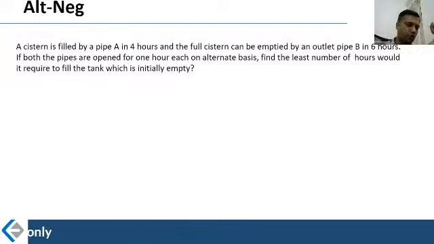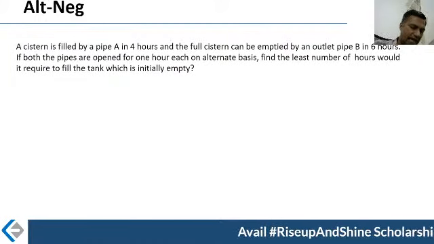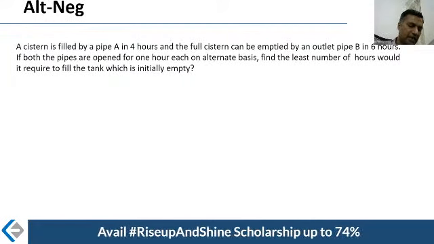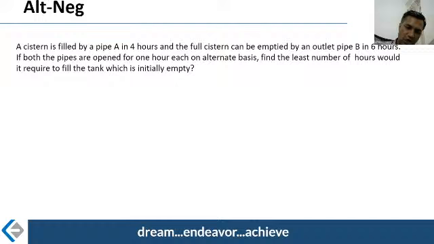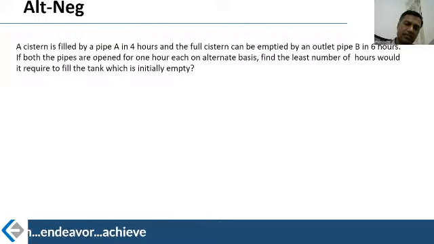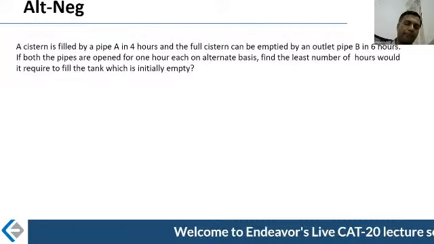Now the approach to this. A tank is filled by pipe A in 4 hours. The full tank can be emptied by another outlet pipe B in 6 hours. A is trying to fill it, B is trying to empty it. If both the pipes are open for 1 hour each on an alternate basis, you have to open tap A first. Now find the least number of hours it would require to fill the tank, which is initially empty.